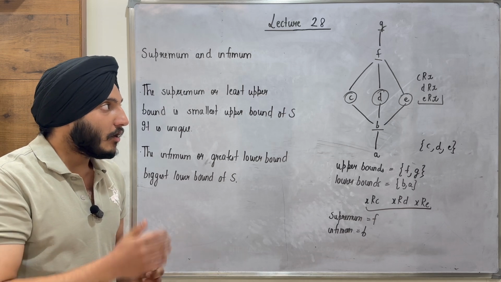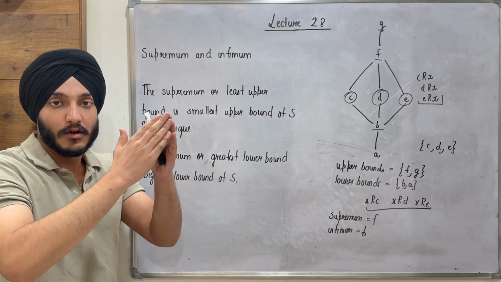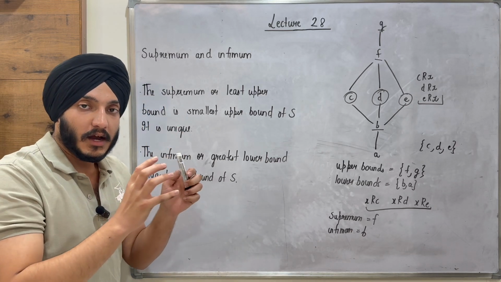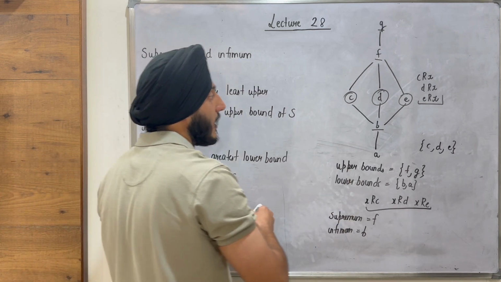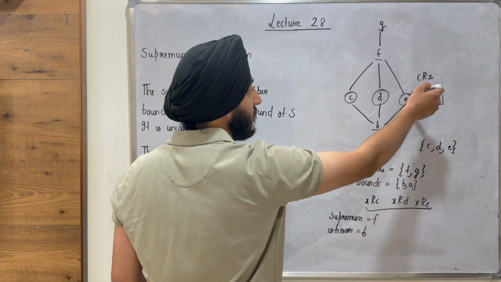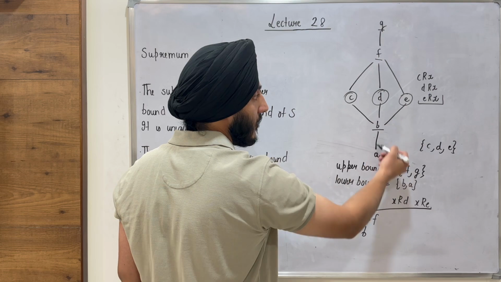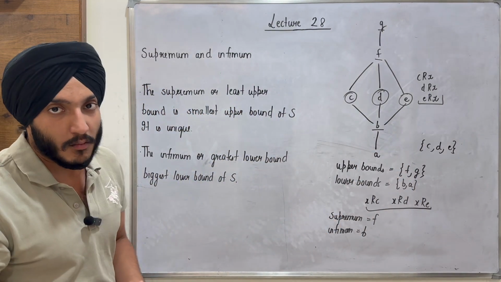So upper bound is going to be the elements that lie above it. They are connected to those elements, and lower bound is going to be the set of elements which lie below it and they are connected to it. So in this case, upper bound is F and G, all these three are connected to them, and lower bound is B and A because they are lower than them and they are connected to it. Okay. What is supremum and what is infimum?